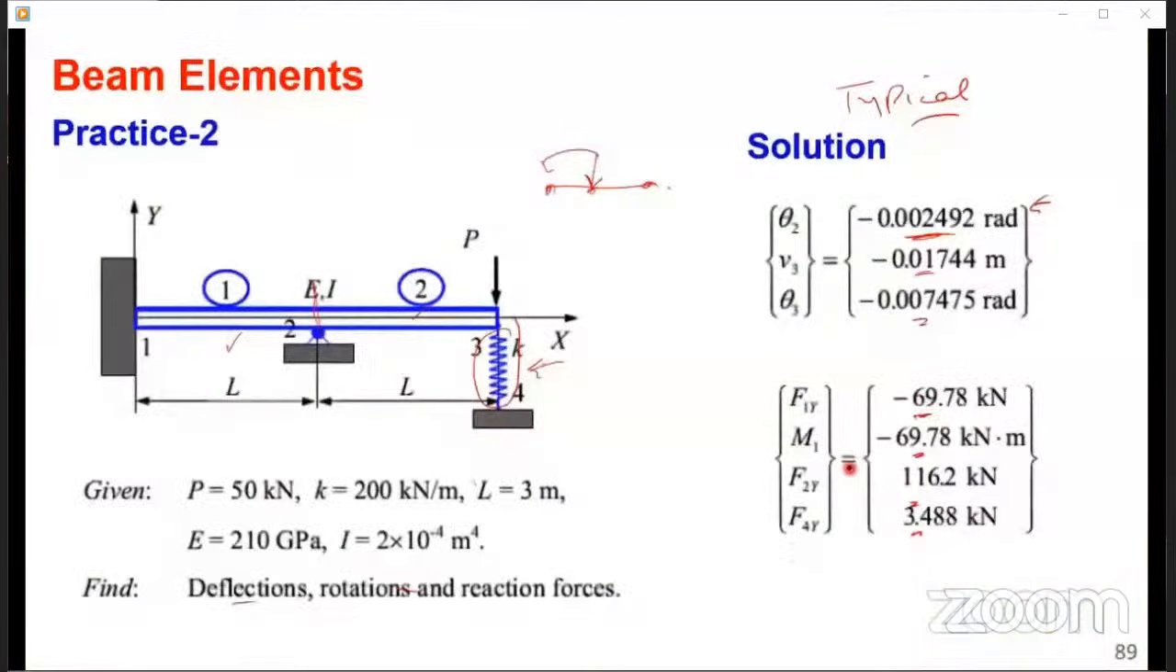And that's it. So you can see it's quite a short session, with a short lecture on the beam element. But make sure you know how to derive the equation for the beam element.